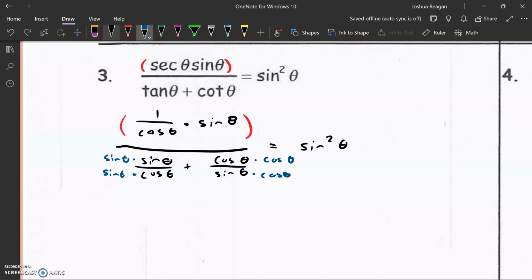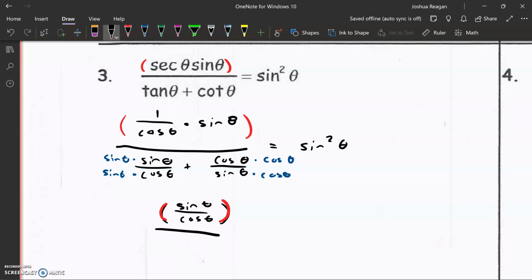That will give me, let me rewrite everything, 1 over cosine theta. Well, let's simplify the top. Sine theta times 1 is sine theta over cosine theta. That's the top. That's what I had up there in red. So let me highlight it for you in red.